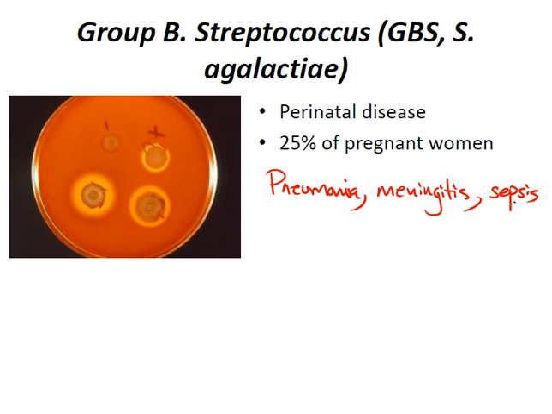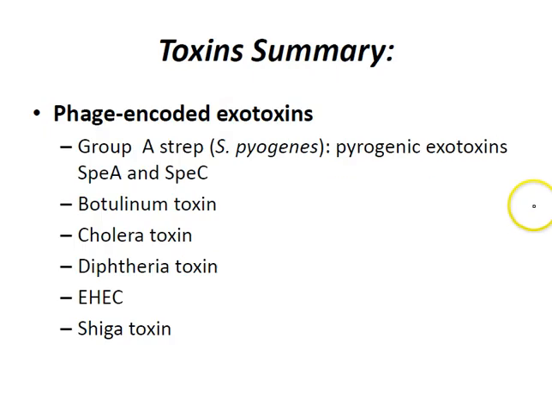It's bacitracin resistant, catalase negative, beta hemolytic, and has a positive CAMP test. The cyclic AMP factor enlarges the area of hemolysis formed by the beta hemolysin from Staphylococcus aureus. So that is Group B strep for you. Now we're going to do a summary of the toxins.